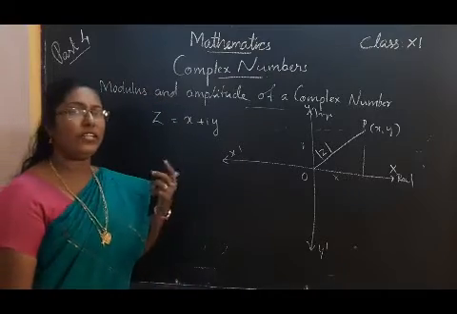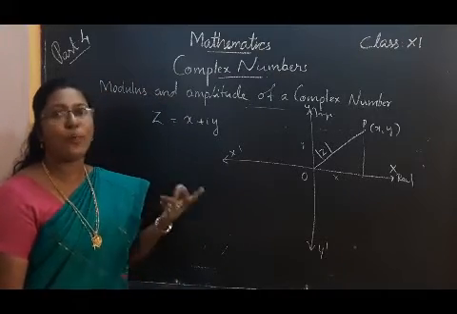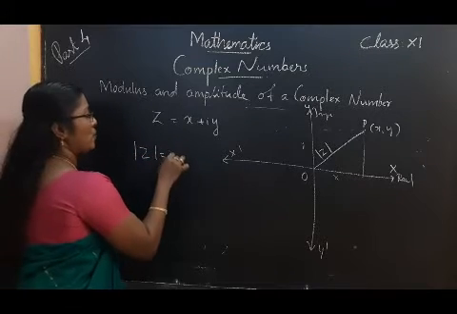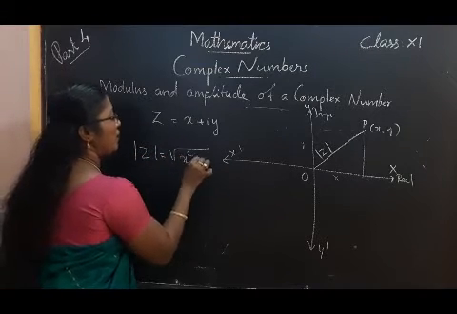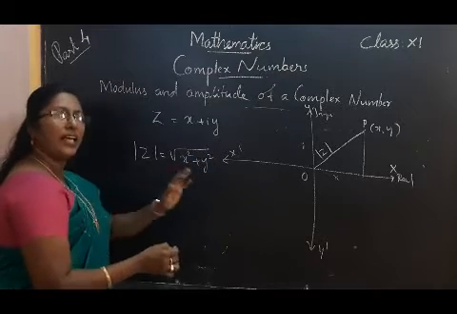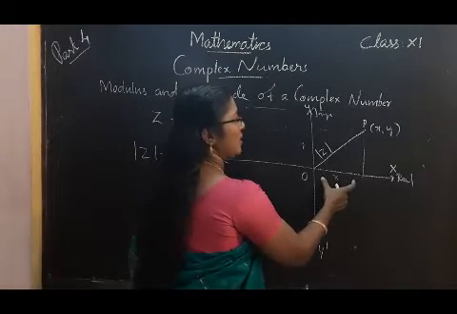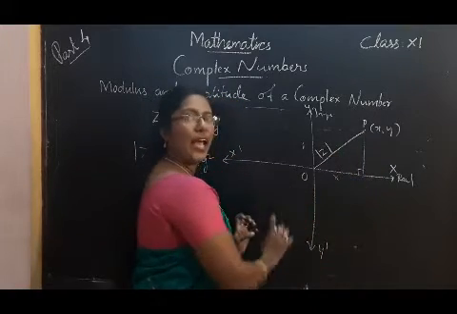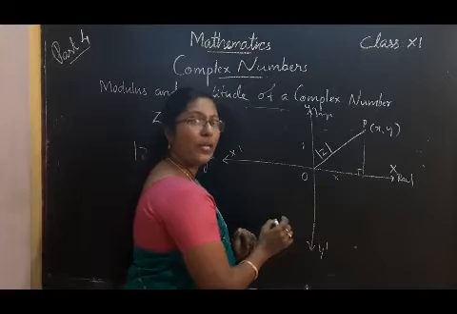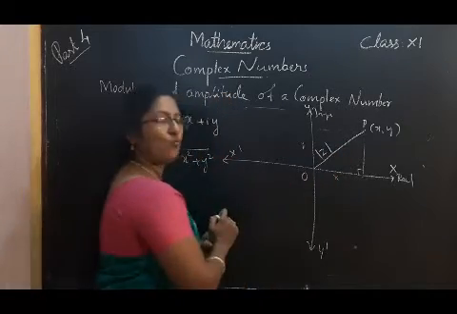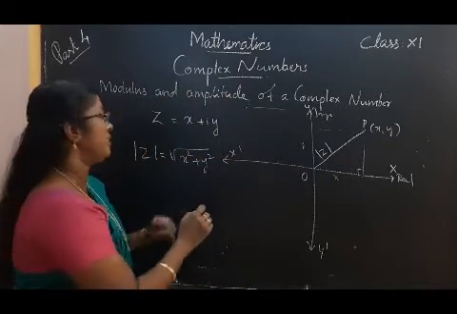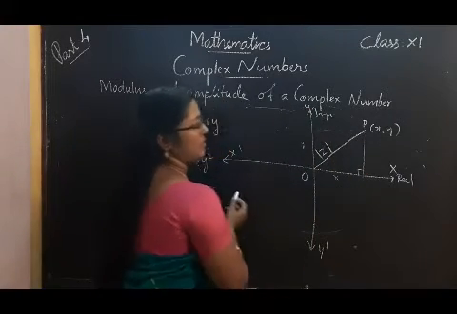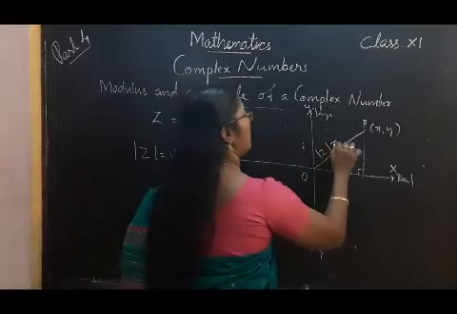In the previous session we discussed how to find the modulus of a complex number. What's the formula for calculating the modulus? Yes, root of x square plus y square. Here x and this is y, this is a right angle triangle, and OP is the hypotenuse. So OP is root of x square plus y square, and it is denoted by the letter r. When we take this as a circle, this is r.